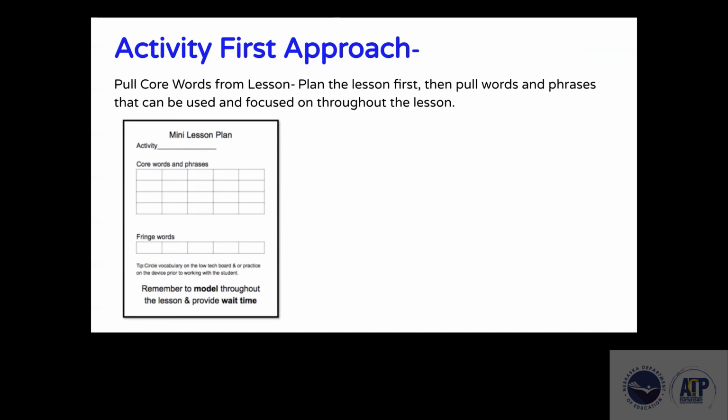If you have certain activities that they do on a regular basis, again, these are the first ones that you want to use this mini lesson plan approach for. So we have a very simple sheet here. Staff fill out, they write the activity, they write down core words and phrases that they can pull out from that activity. They don't have to fill out every box. It's not to overwhelm them. Just pick a few phrases based on the level of where the staff are. If there's any key fringe words that you want to target, write those on there.